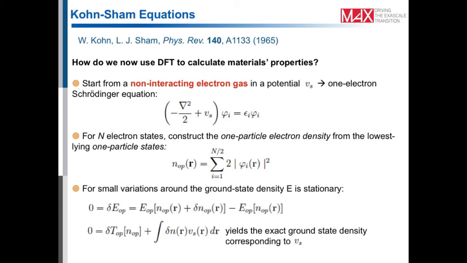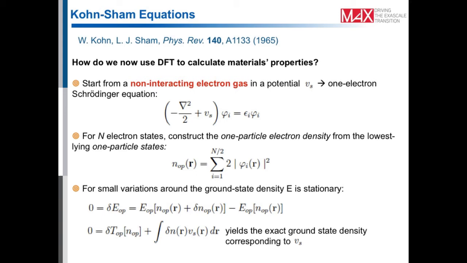So, first of all, let's start from the non-interacting electron gas. You remember that this is very convenient. In a potential Vs, this will be a single particle Vs. So we will get the one electron Schrödinger equation. That's how it will look. It is pretty simple, right? We have the kinetic and potential energy terms. Is this some effective potential? Not yet. This is a non-interacting electron gas, so we don't need anything effective.